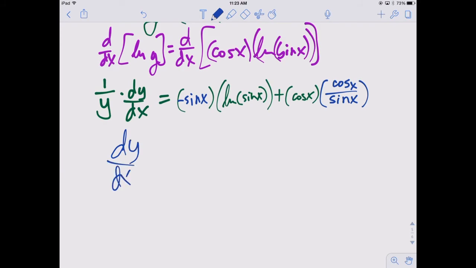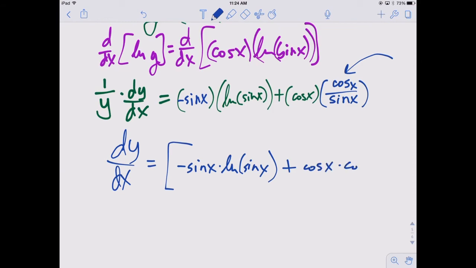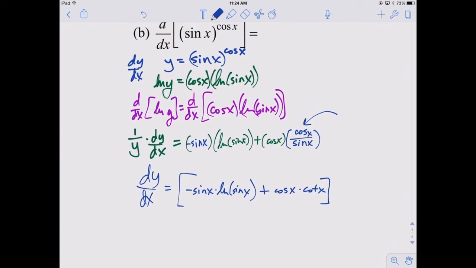Solving for dy dx is the last step, and don't forget it. So on the left side, I've got negative sine of x times the natural log of sine of x. And then over here, there's a couple ways you could simplify that second term, right? You can call it cosine squared over sine, or you can call it cosine times cotangent. I'm going to be more into the cosine times cotangent things just so I don't have to generate a denominator. And then, of course, all of that times y.